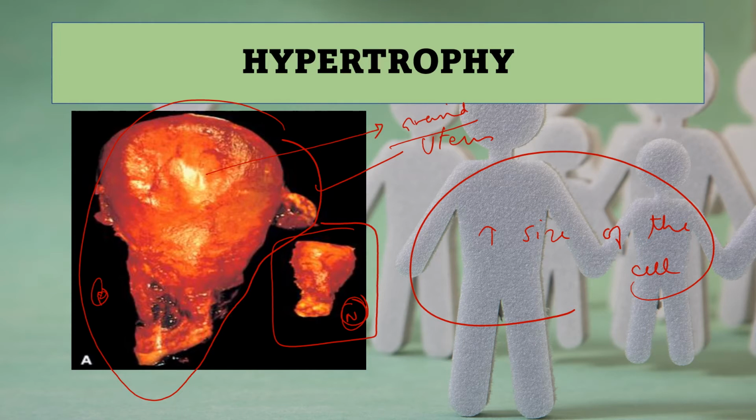The size of the uterus is massively increased. So why does that happen? Because of the hypertrophy of the uterine musculature. So this is an example for hypertrophy, the uterus in pregnancy.